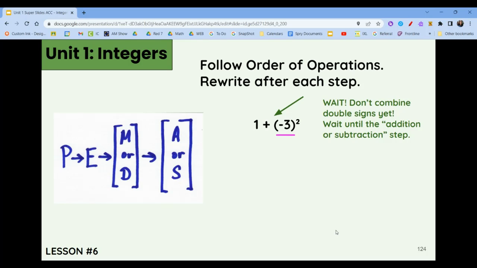And I'm going to be so careful because a lot of people mistakenly write -9. And the answer to -3 squared is not -9 because -3 squared is -3 times -3. And a negative times a negative is a positive. -3 squared is positive 9. That is one of the mistakes made most frequently by 7th graders. So rewriting this, I'd say it's 1 plus 9, and the answer would be 10.